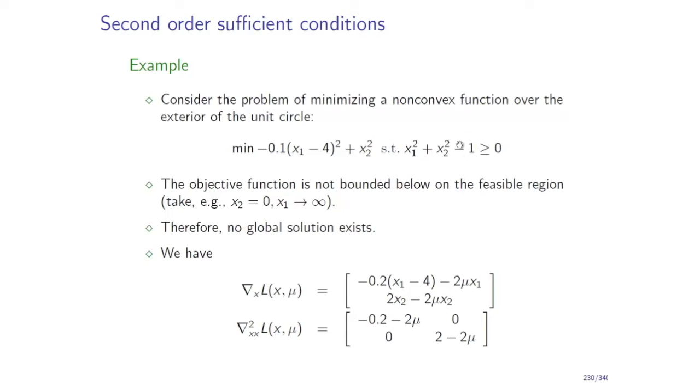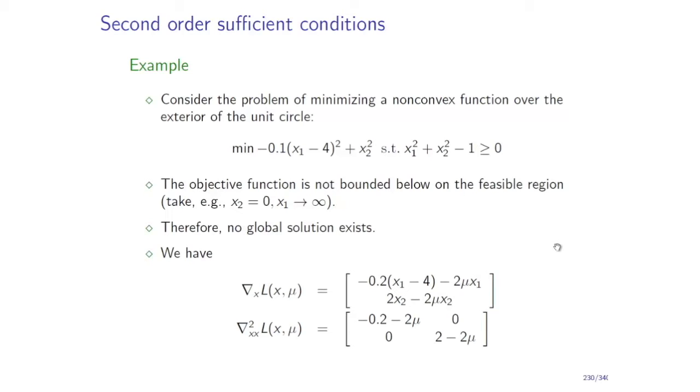Let's say if we take x2 equal to 0, and then take x1 tending to plus infinity, then the objective will tend to minus infinity, and we will stay within the feasible region because this is the outside of the unit circle. Obviously, there is no global minimizer here. For the gradient of the Lagrangian, we have this vector here. Then for the Hessian of the Lagrangian, we have this matrix, right?